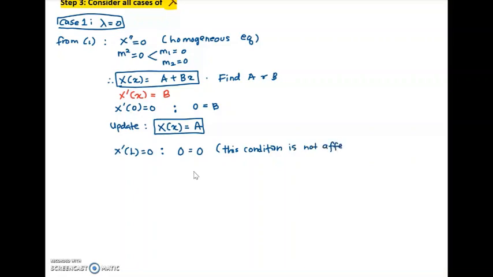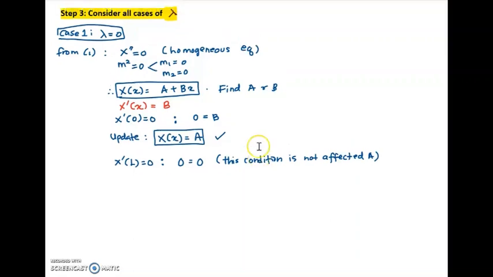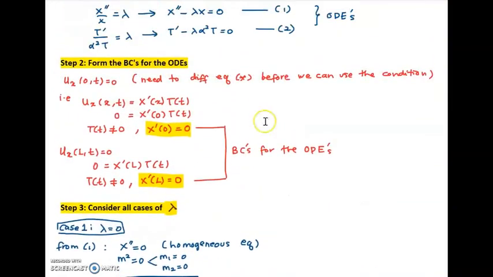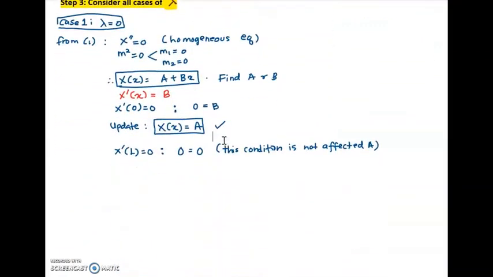Or we can simply say this condition does not affect a. Meaning that you still cannot get your a from here. So your current solution is still x equals a. What we can conclude at this moment is that the solution for equation 1 is x equals a, some constant a that needs to be determined later.